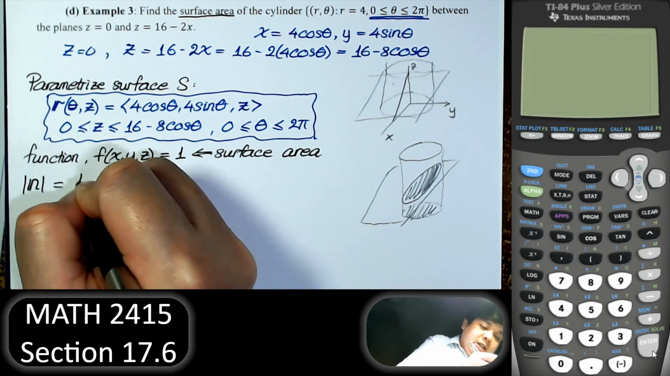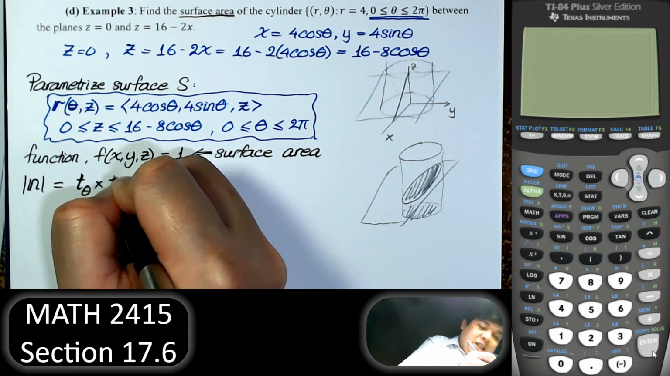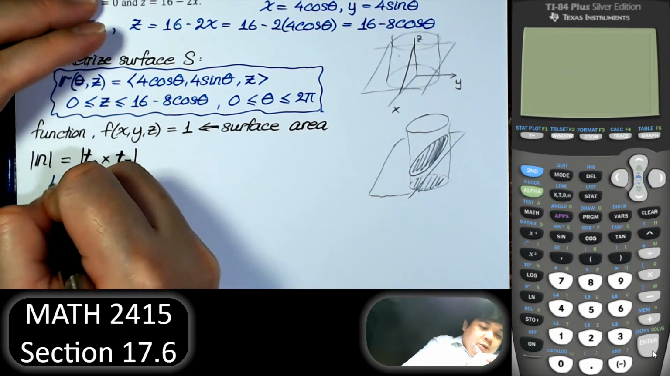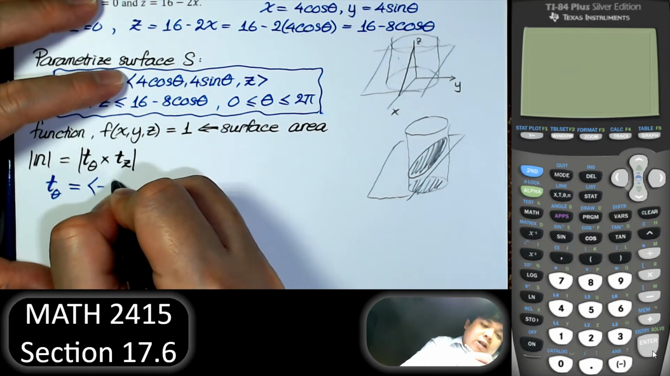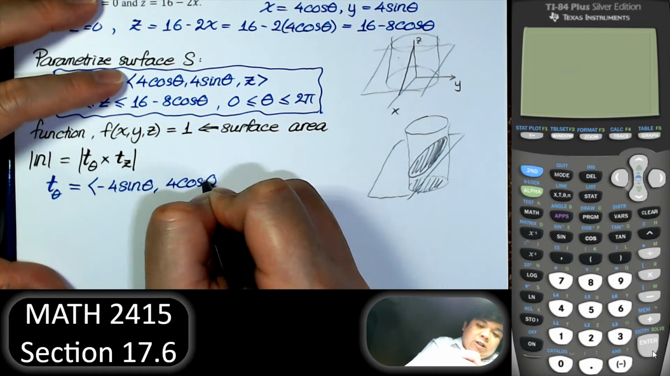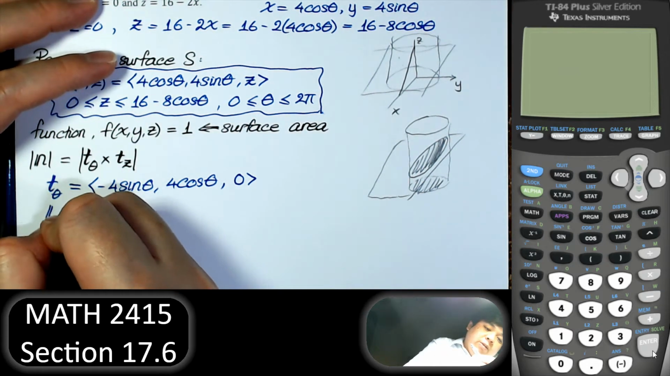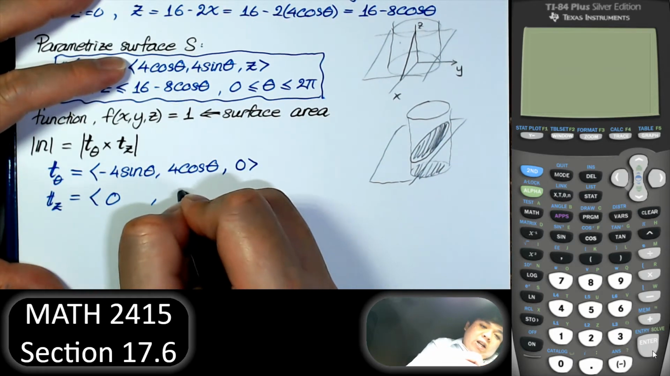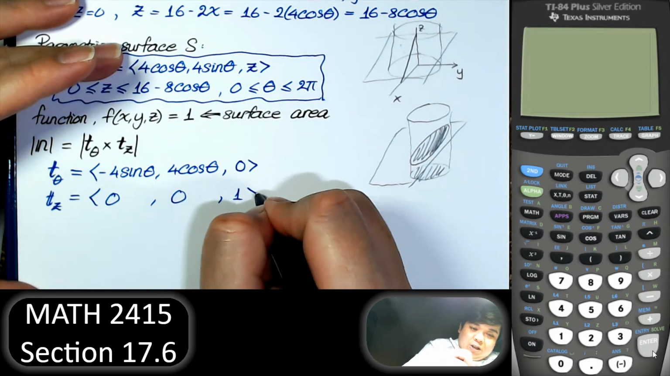Right, so the derivative with respect to theta is negative 4 sine theta, 4 cosine theta, and Z has no theta, so that will be 0. The derivative with respect to Z: no theta here, no theta here, no Z in the first two, and Z is equal to 1.